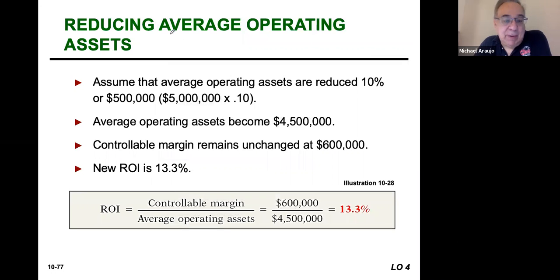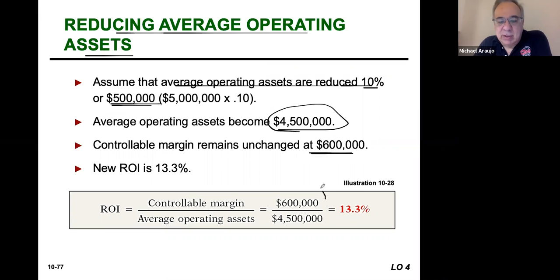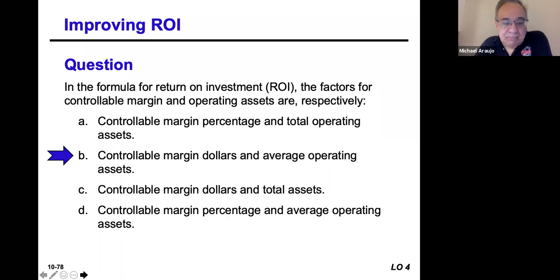Lastly, one thing that could happen is you can actually reduce your average operating assets. Let's assume in this case your average operating assets are reduced by 10%. So instead of $5 million, they are reduced by 500,000, so they're now 4.5 million. Your original margin was 600,000. So 600,000 over the 4.5 million gives you 13.3%, which is higher than the 12% we started with in our budget. So either way, this is how we can improve our ROI.